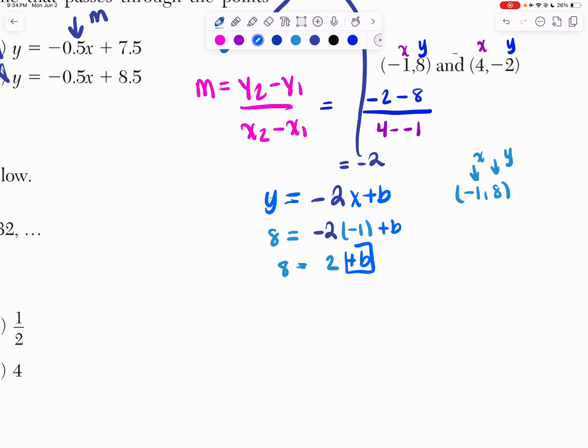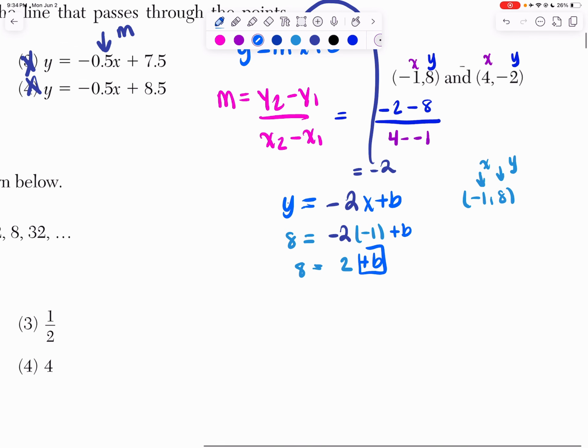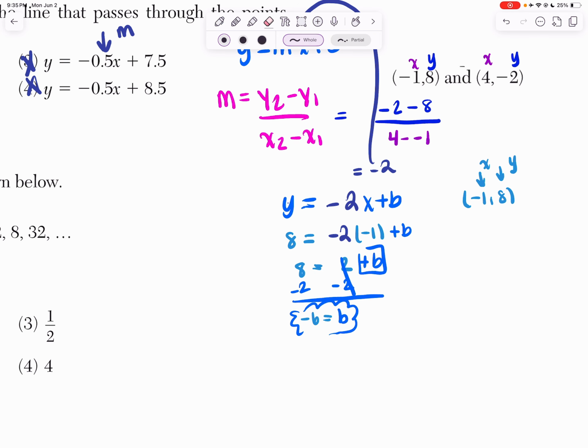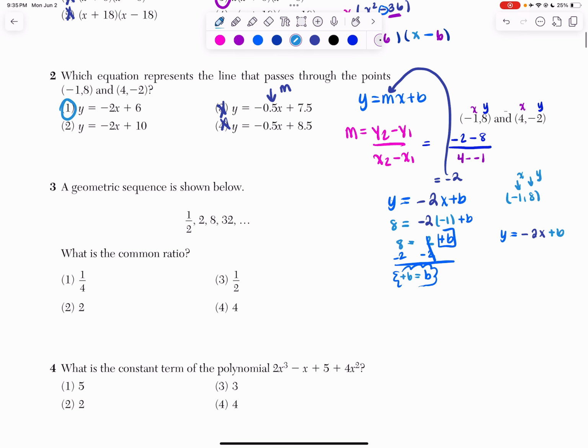And now I have to ask myself, how do I get my b by itself? And that's pretty easy. I just subtract 2 from both sides of my equation. So when I subtract 2, I get b is equal to 6. So now I can put my whole equation together. My equation is going to be y equals -2x. Ooh, and that should say a positive 6. 8 minus 2 is 6. So -2x plus 6. So my answer for this question is going to be choice number 1.